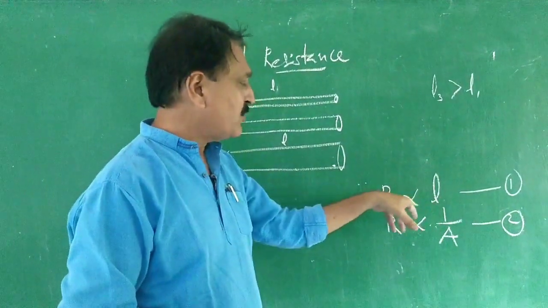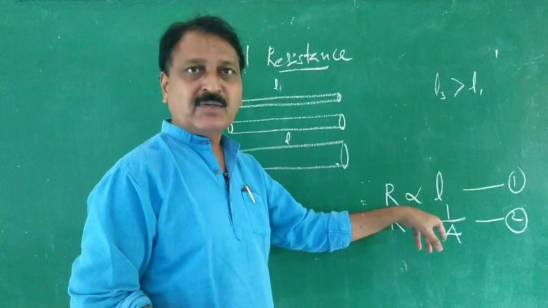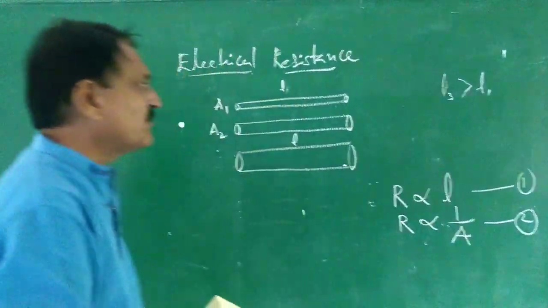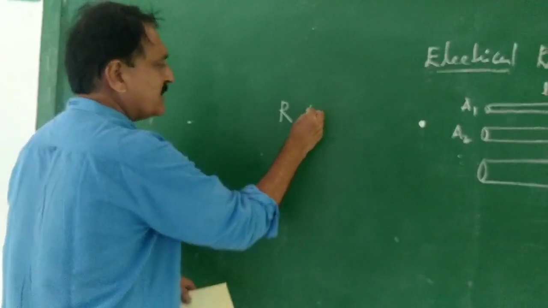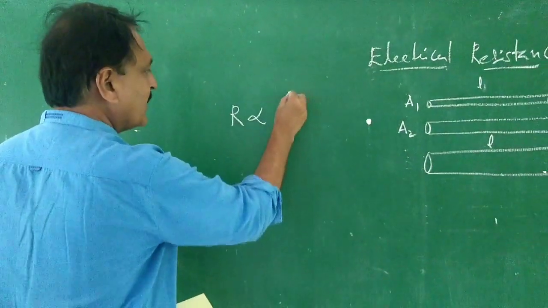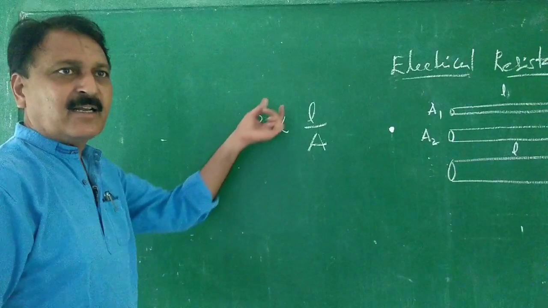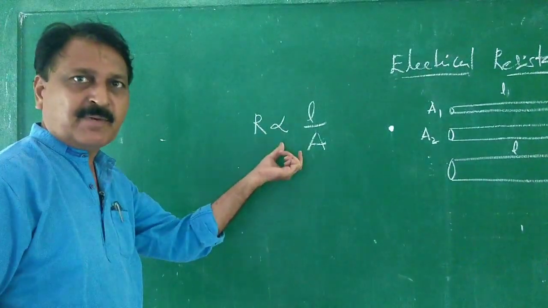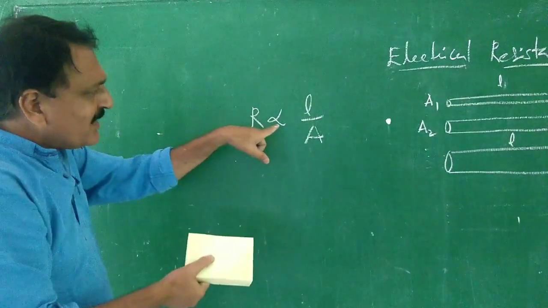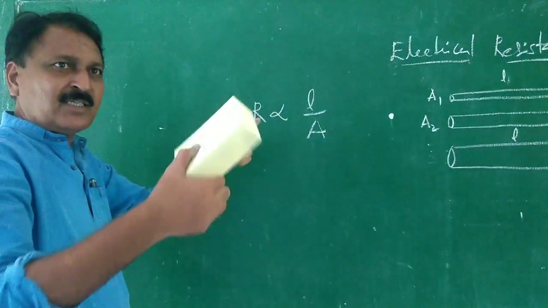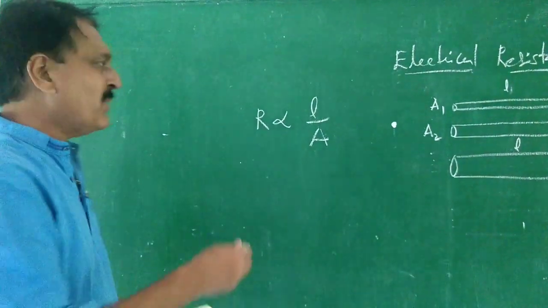Here I made 2 points. R is proportional to L. R is inversely proportional to area of cross section. If you combine these two, what happens? Let us see. The resistance is proportional to L by A. So it is directly proportional to length and inversely proportional to area of cross section. This proportionality can be converted into an equality by multiplying with a constant.